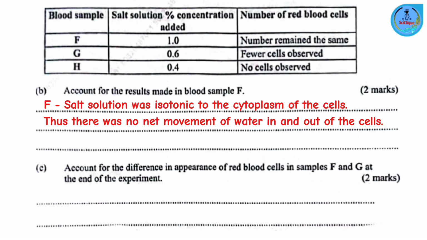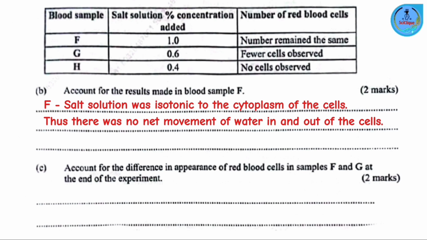So what is hemolysis? Hemolysis is a process whereby animal cells will take in water by osmosis, become swollen, and finally burst. Okay? And that is what happened to the cells that are present in samples G and H. But in F, because the solution was isotonic, the cells remained the same.